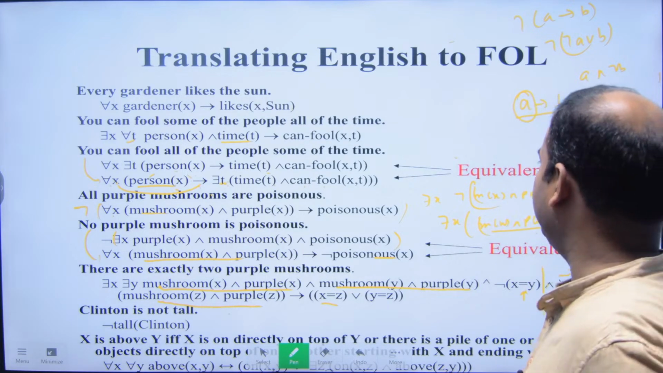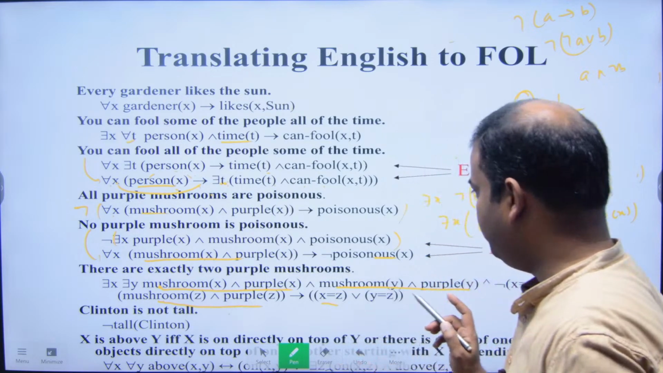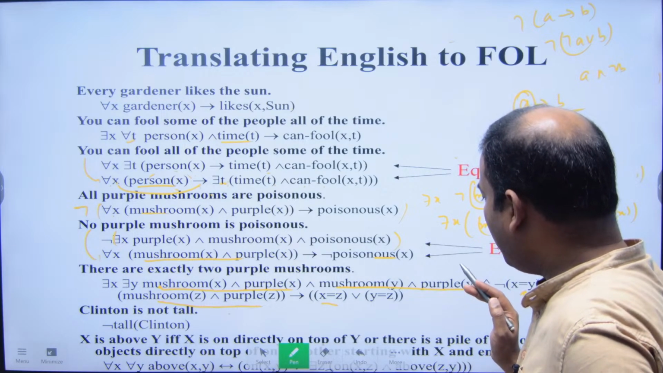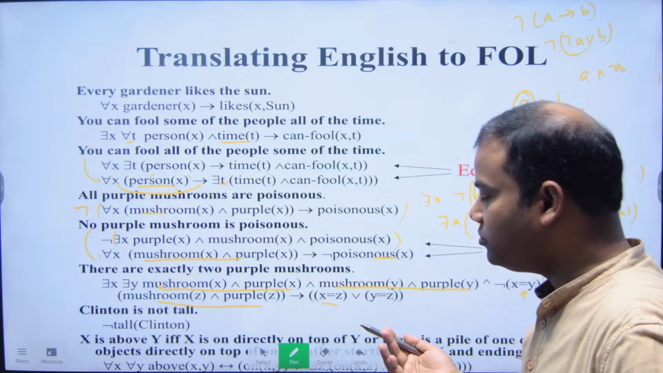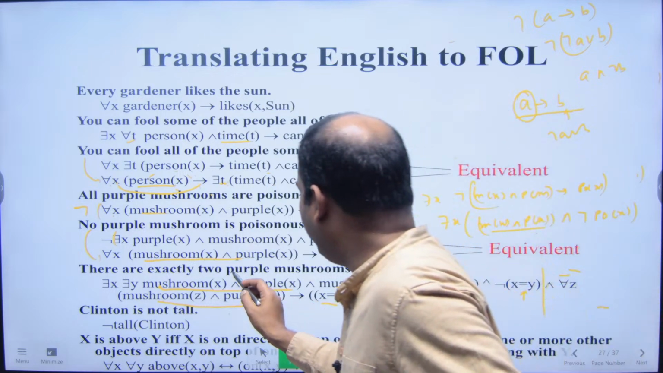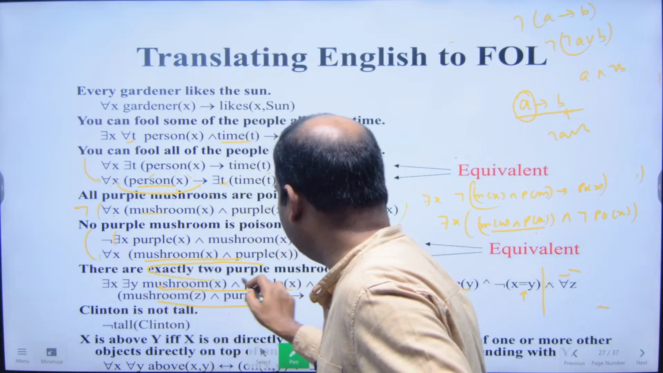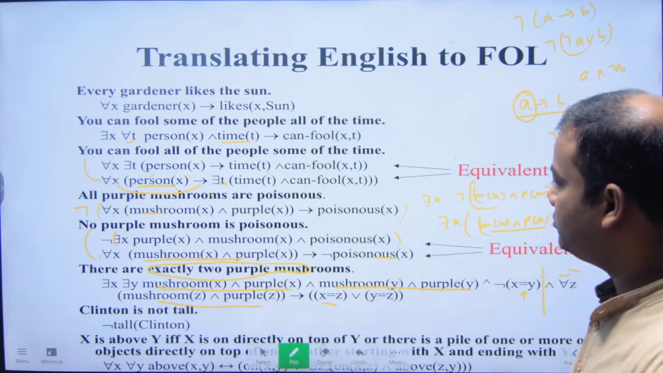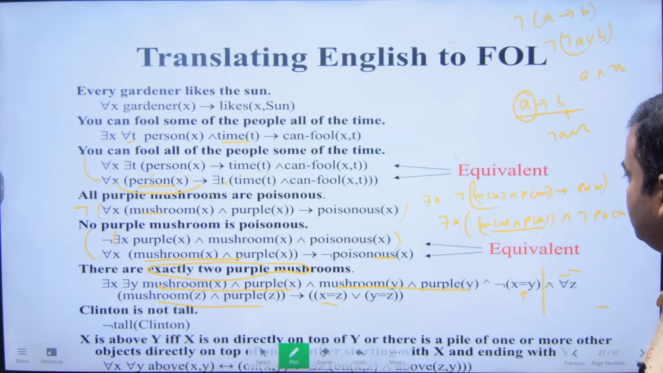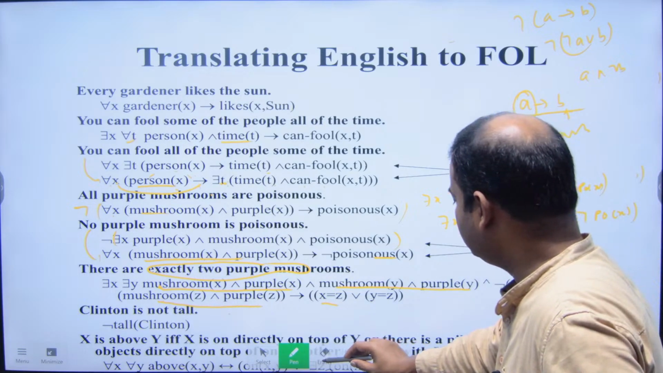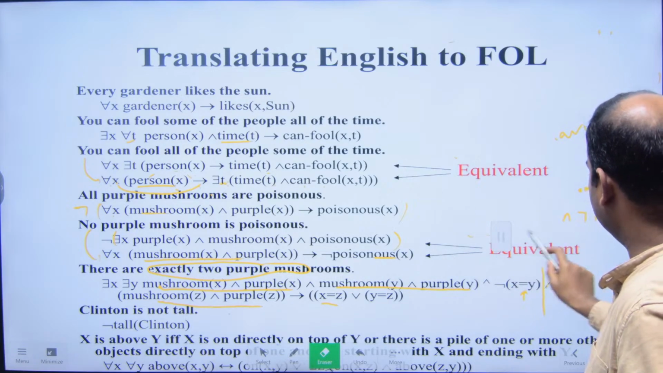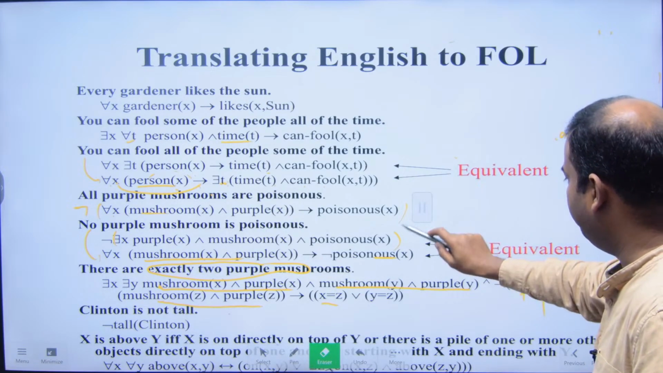You are right. Means you understood it, but how are you sure that there is no third mushroom? Because our point is exactly 2 purple mushrooms. So how are you sure that there are exactly 2 purple mushrooms? Then why the Z is? Yes, that is what I am telling.